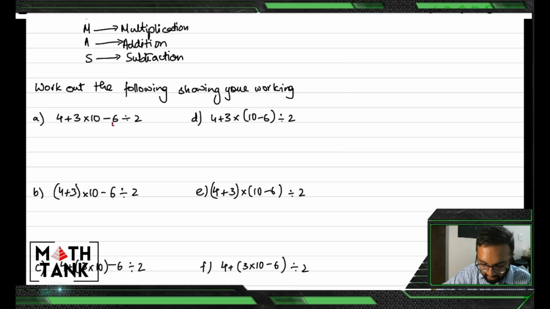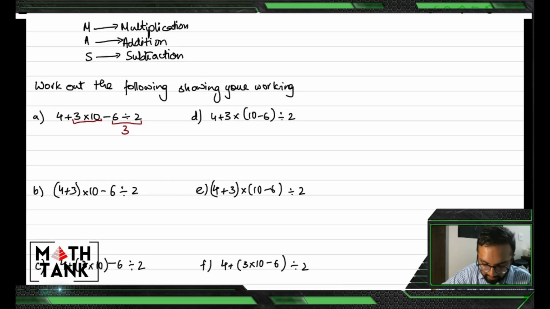Okay, now since there are no brackets involved, so I start looking for division. Is there a division? Yes, there is a division, so this becomes 3. Okay, then there is a multiplication as well, so this becomes 30. I will write this minus and plus. So then there's addition. This becomes 34 minus 3, and it ultimately becomes 31. That is the BODMAS rule for this.